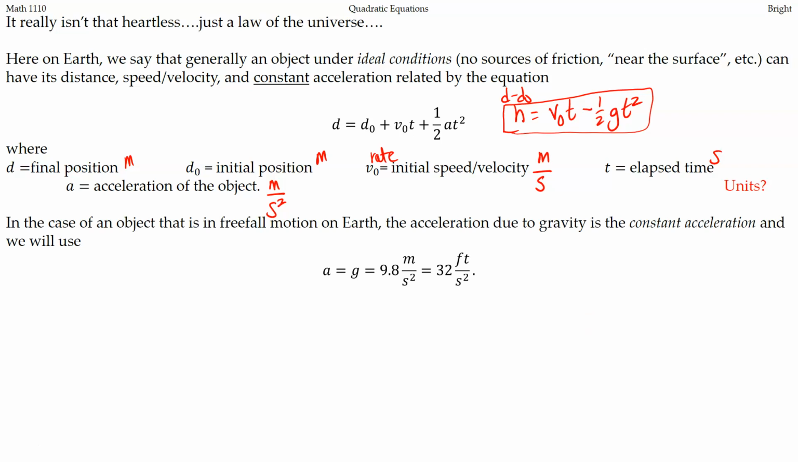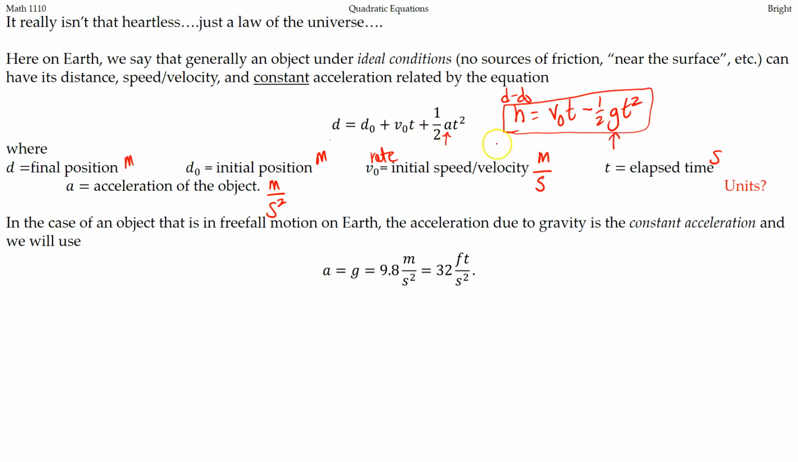So just be aware of the difference here. The reason you're using this equation is because this is what you're going to see in physics, when you take physics. The acceleration that we're going to use in this equation, the A and the T, is the acceleration due to gravity, and that's where the G comes in here.